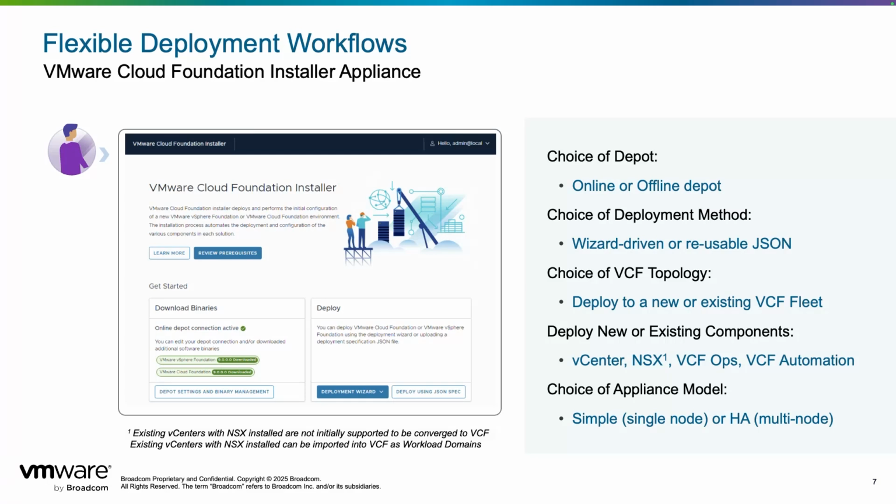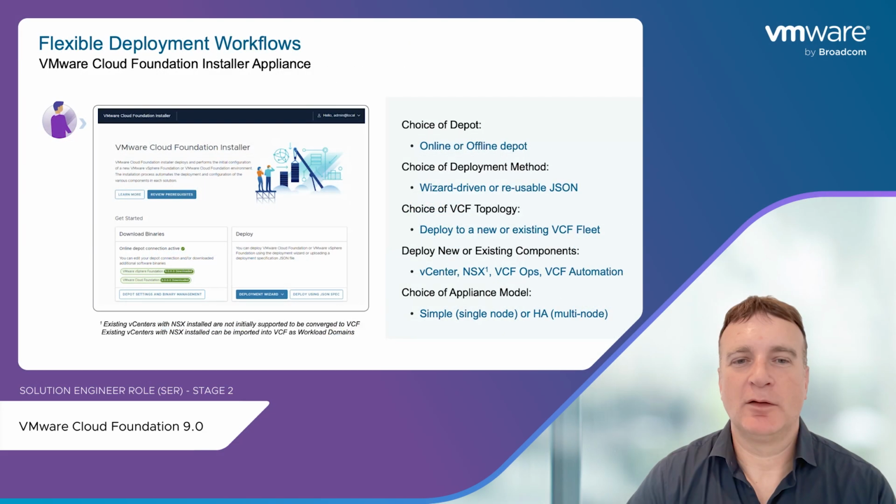The VM appliances for the new VCF operations, VCF automation, and NSX instances can be deployed using one of two models. The first model is a simple model, which will deploy a single node appliance for each component that needs to be installed. The second model is a high availability model. When deployed with high availability, 3 NSX manager nodes, 3 VCF operations nodes, and 3 VCF automation nodes are deployed.